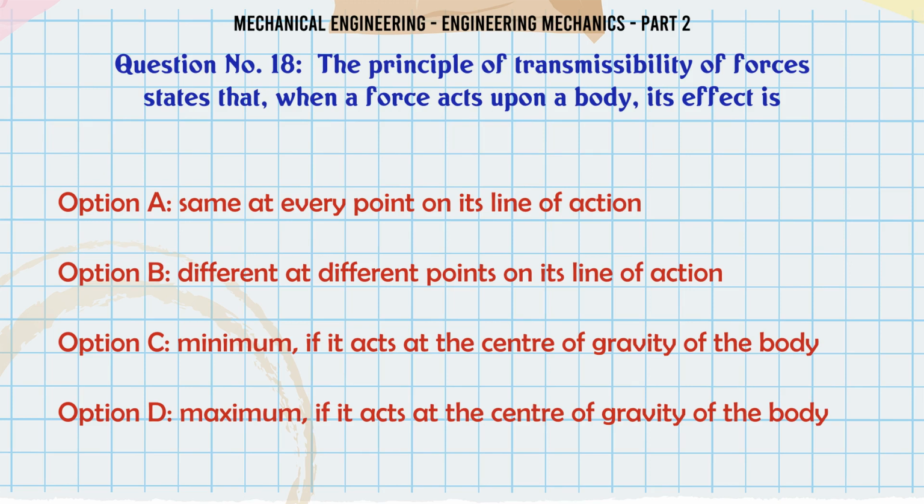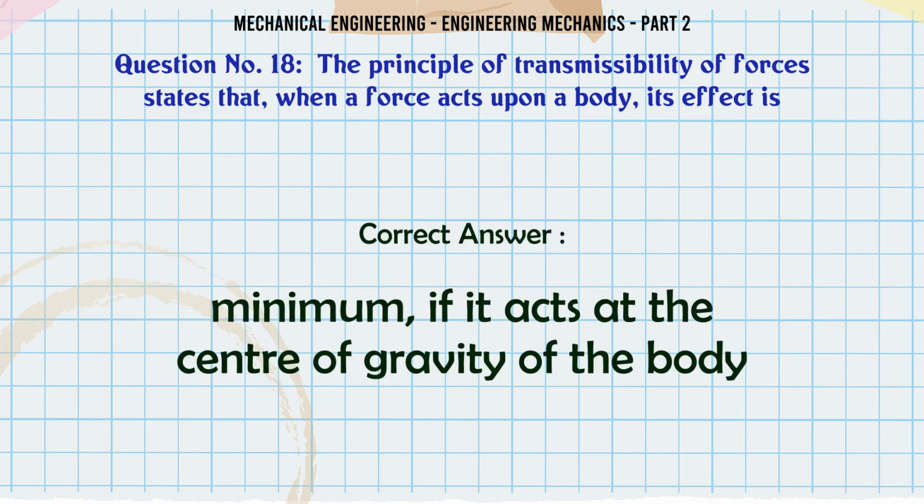The principle of transmissibility of forces states that when a force acts upon a body, its effect is A. Same at every point on its line of action. B. Different at different points on its line of action. C. Minimum if it acts at the center of gravity of the body. D. Maximum if it acts at the center of gravity of the body. The correct answer is minimum if it acts at the center of gravity of the body.